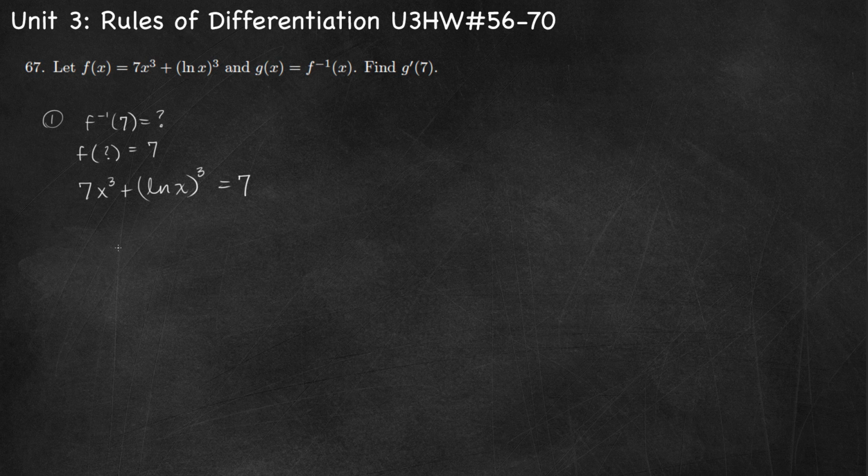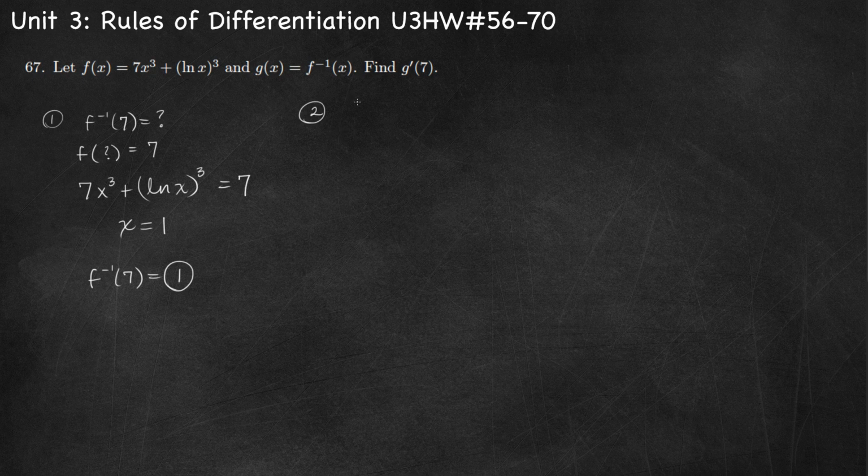Okay, so let's guess and check here. If x is 0, I get an error because you can't find the natural log of 0. You can't take the natural log of a negative number either. So next I'm going to try x equals 1. If x is 1, I get 7 plus the natural log of 1 cubed. The natural log of 1 is 0, so I get 7 plus 0, or 7. That's the solution that works. x equals 1. If this is calculator active, you can solve that graphically. So f inverse of 7 equals 1. That's my answer from step 1.